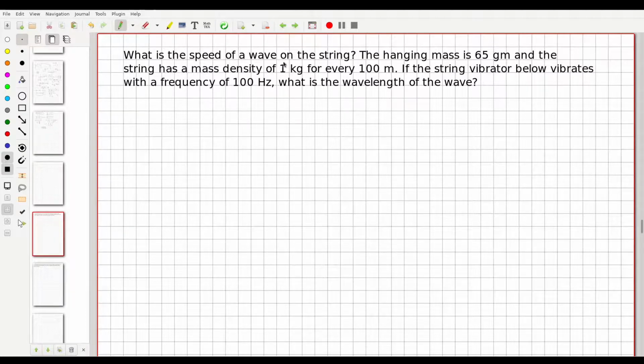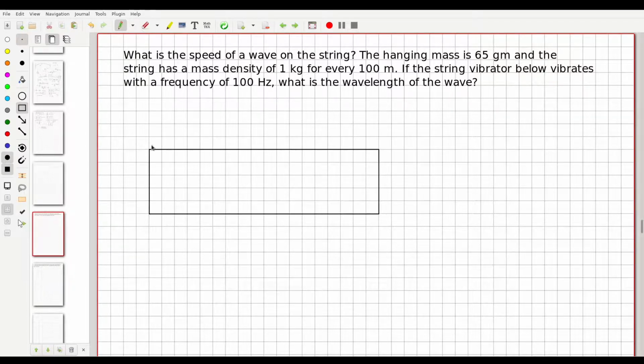So what is the speed of a wave on the string? The hanging mass is 65 grams, and the string has a mass density of 1 kilogram for every 100 meters. If the string vibrator below vibrates with a frequency of 100 hertz, what is the wavelength of the wave? So let's draw a picture for this so you understand what's going on.